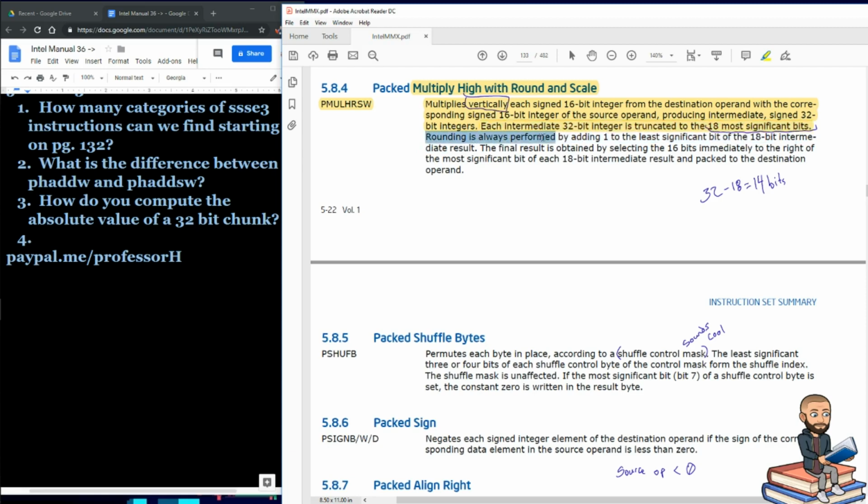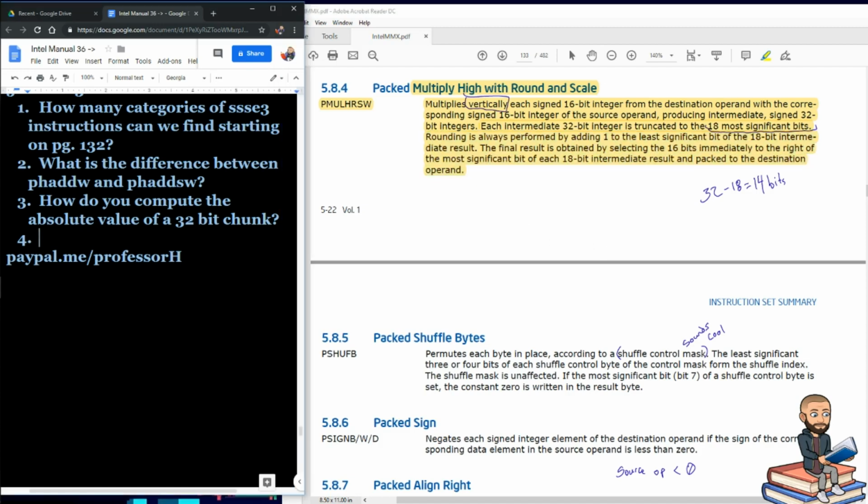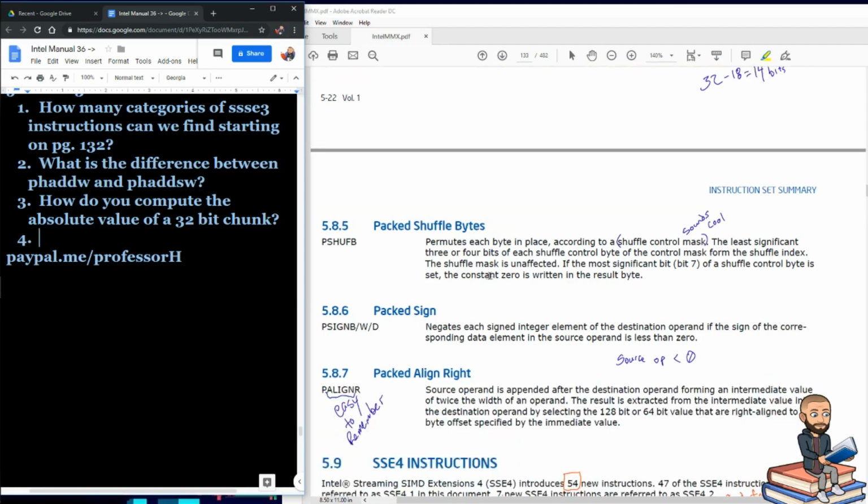Well, rounding will always be performed by adding 1 to the least significant bit of the 18-bit intermediate result, and the final result is obtained by selecting the 16 bits immediately to the right of the most significant bit of each 18-bit intermediate result and packed to the destination operand. And I don't even know what kind of question I can ask on that section, so let's just keep it moving.